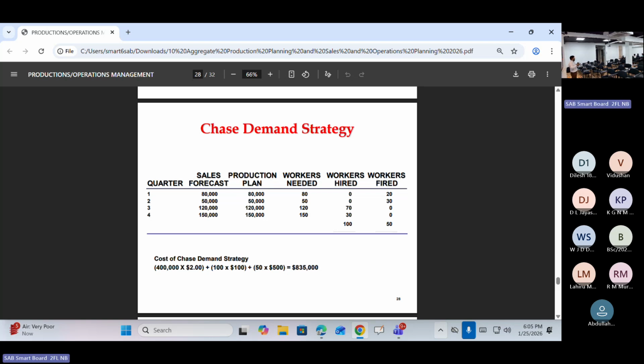Whether to hire? No, no need to hire. We have 100. Whether to fire? Yes. How many? 20 should be removed, because we have to adjust the production rate.